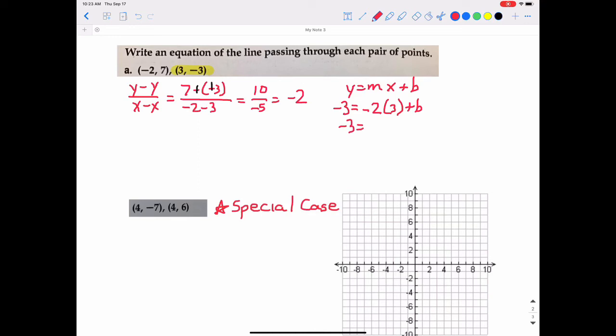So we will multiply negative 2 times 3. That is negative 6. And then we will add 6 to both sides to get what b is. So b equals positive 3. So now that we know what the slope is, remember the slope was what we did back here. It's negative 2. And we know that b equals 3. We just figured that out. So my final answer will be y equals my slope, negative 2x plus 3.